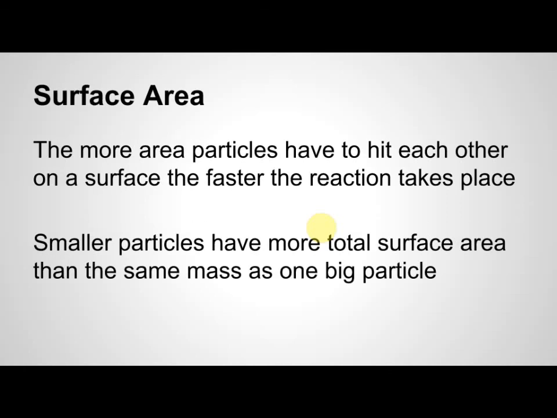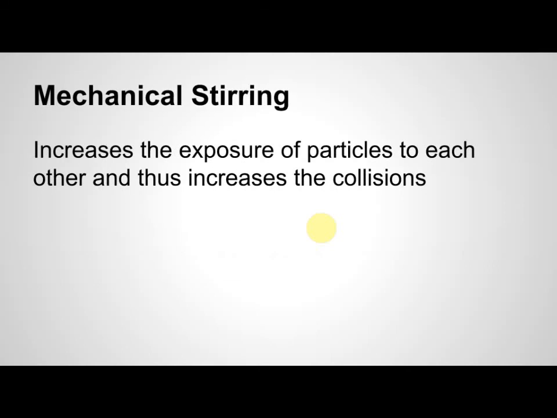We can also manipulate the surface area. The more area particles have to hit each other on a surface, the faster the reaction takes place. If we have a bunch of small particles, we have more surface area than if we have the same amount of mass in one big particle. There's more area for it to get to.